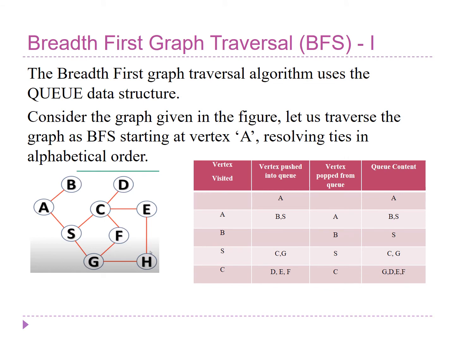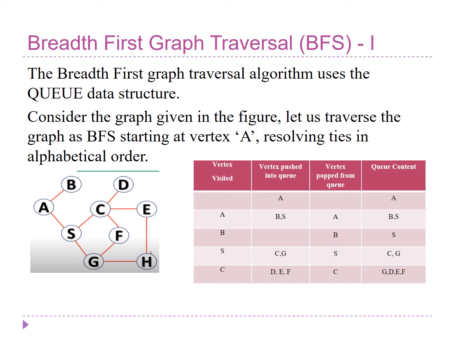Breadth first graph traversal. The breadth first graph traversal algorithm uses the queue data structure. Let us study the BFS procedure with an example. Consider the graph given in the figure, which has 9 vertices. Let us traverse the graph using BFS, starting at vertex A, resolving the ties between the vertices in alphabetical order. The table here will help us in the BFS traversal.